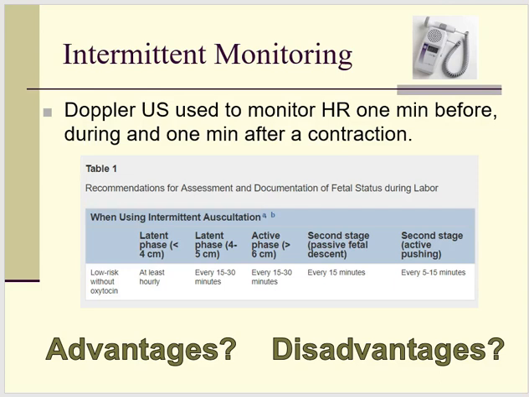Another type of intermittent monitoring is simply using a Doppler ultrasound. As you see in the picture right up here, they use this Doppler ultrasound to find your fetal heart rate at least 1 minute before, during, and 1 minute after the contraction. You listen to that fetal heart rate continuously. Below is a table from your text that gives you examples of approximately how often you would do this.